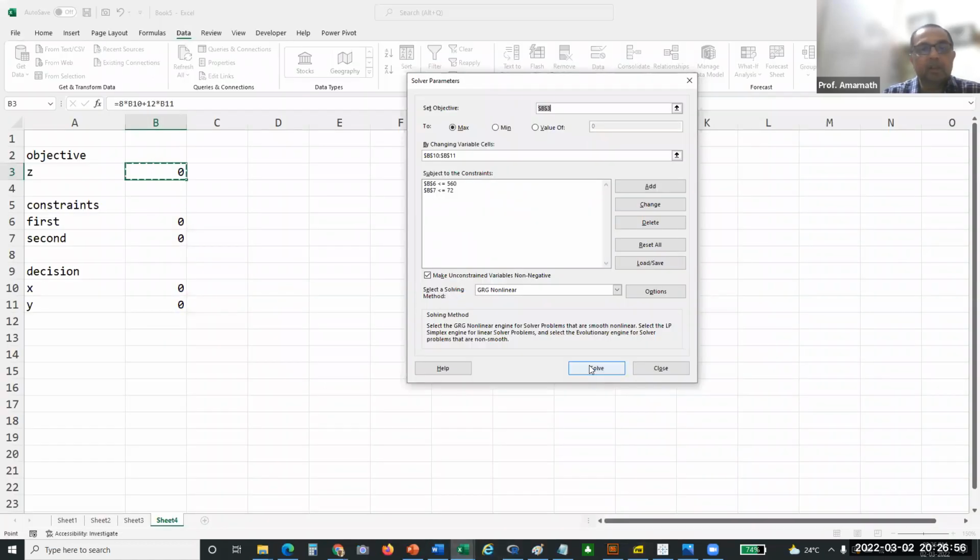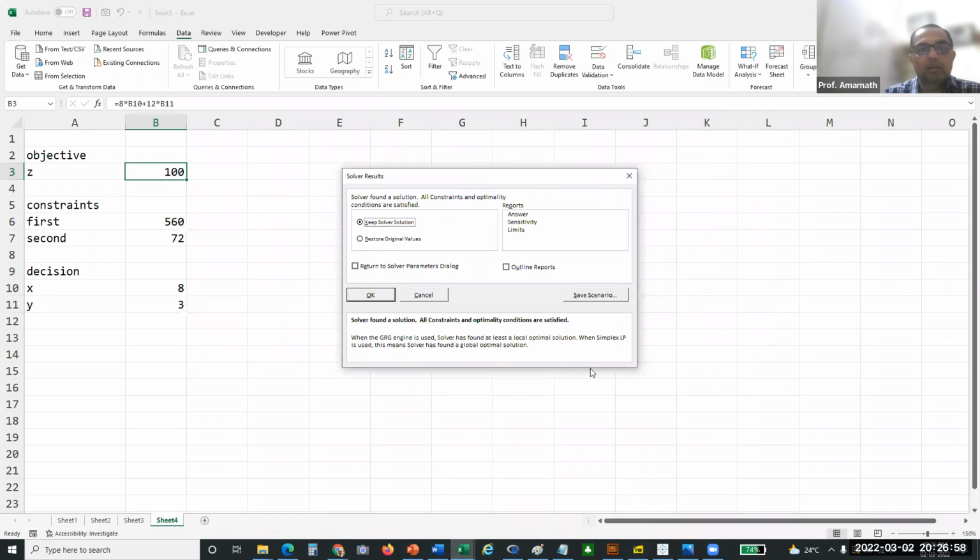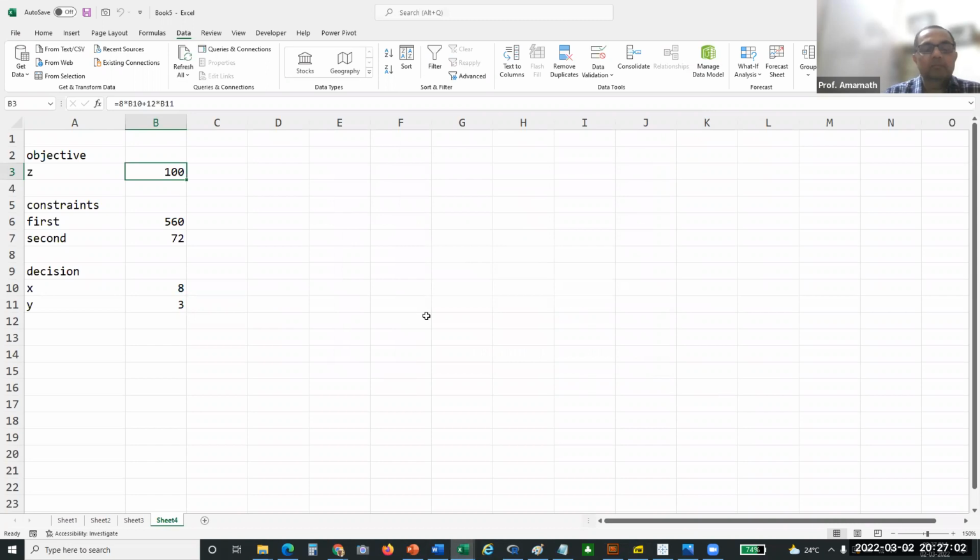So when I say solve, yes, I got it. So this is how we try to solve. So x and y should be given 8 and 3 numbers. Constraint was this 560 and 72. Objective. So this is a profit maximization. So 100 is the profit. Based on the context, that's all that is much important.